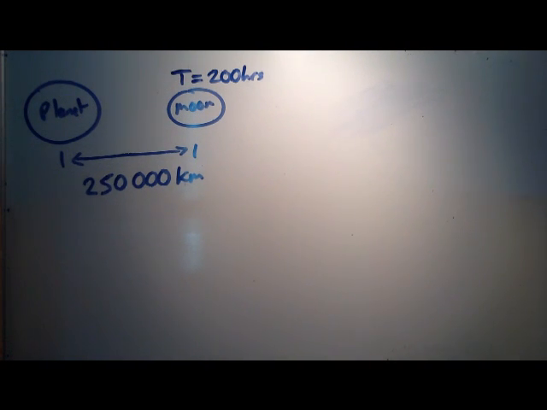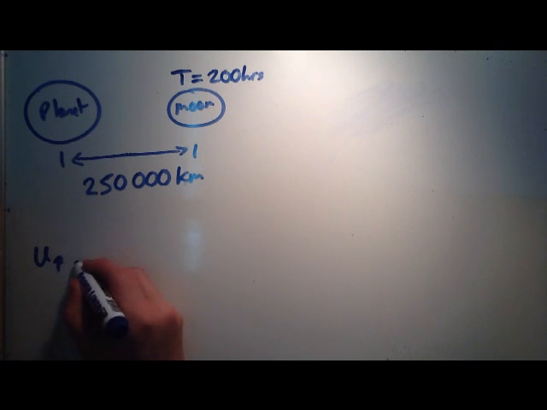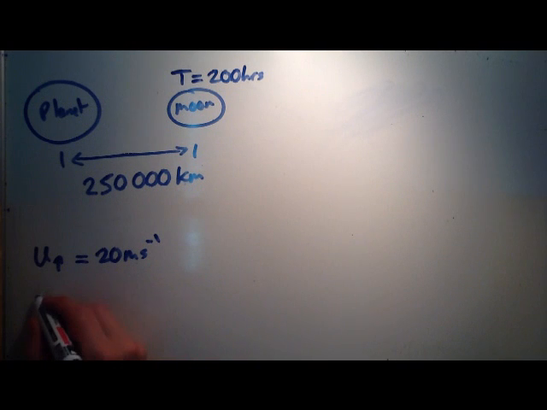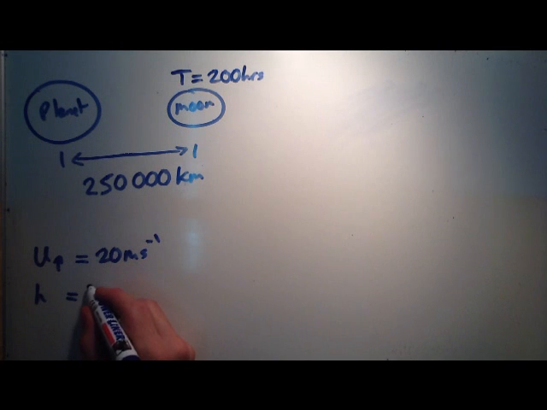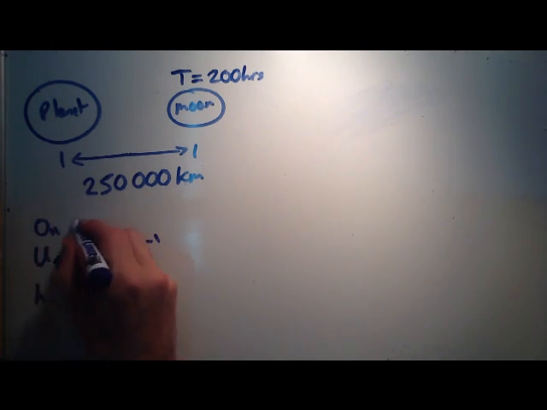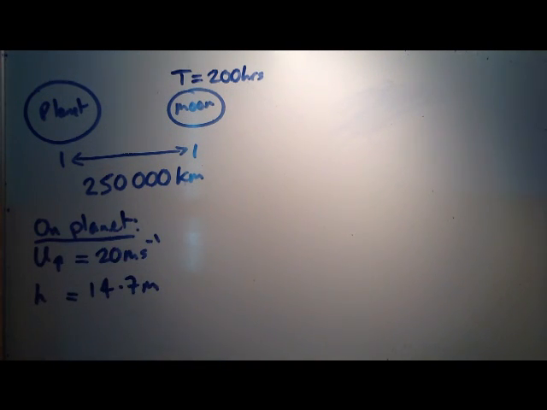Right, they also gave you some information about if I fired a projectile upwards, so a vertical velocity upwards equals 20 meters per second, and the maximum height reached by that projectile off the surface of the planet was 14.7 meters. So on the planet, an object is fired upwards at 20 meters per second. It reaches a maximum height of 14.7 meters.